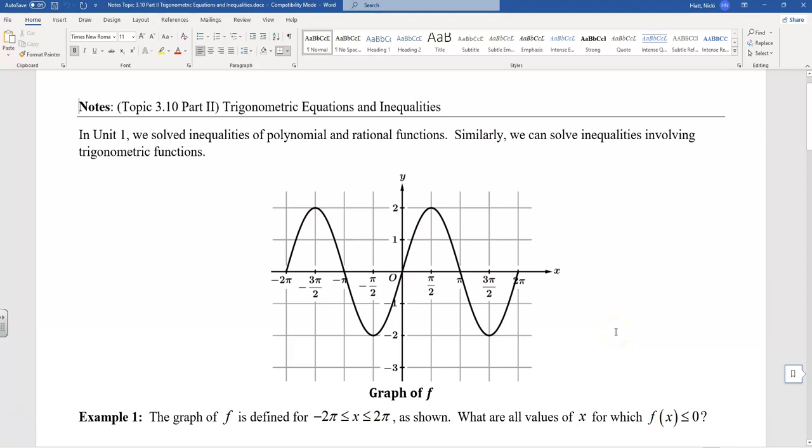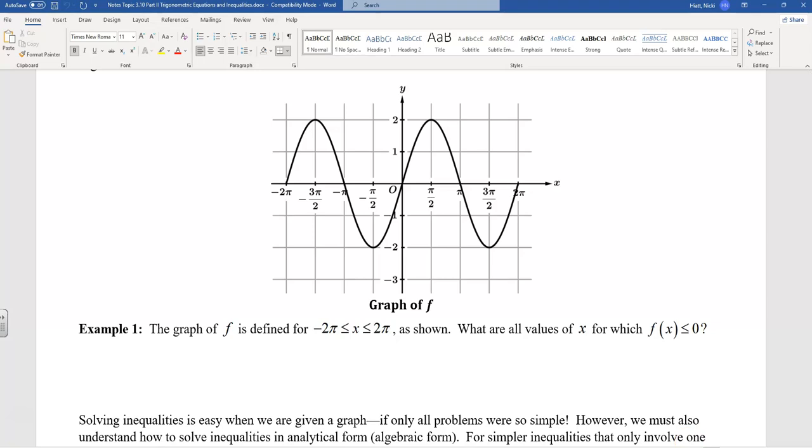So, in Unit 1, we talked about solving inequalities with polynomial and rational functions. We have looked at how to do some inequalities before, and we're going to see a lot of those things popping back up here, just now trig is involved. The most simple way to solve an inequality is if you have a graph, okay?